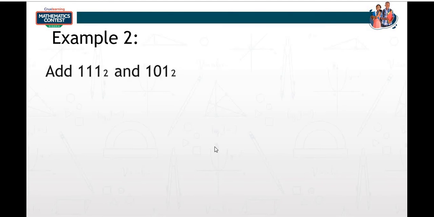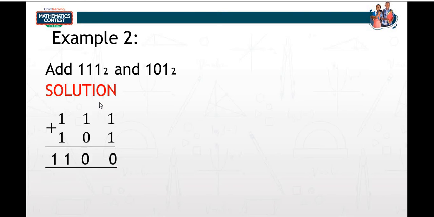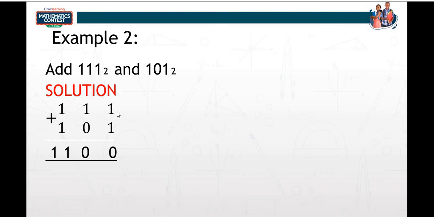For example 2, I have 111 base 2 and 101 base 2. So let's add, still adding. 1 plus 1 is 10, so I'll write 0 and carry 1 over to the side. Then 1 plus 0 is 1, plus that 1 I carried over is now 10. I'll write 0 and carry the 1 over here. So 1 plus 1 is 10, plus 1 is 11.